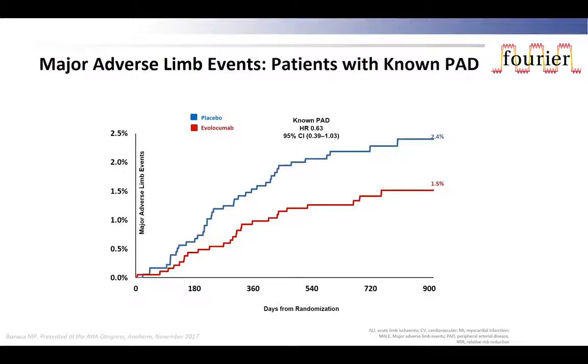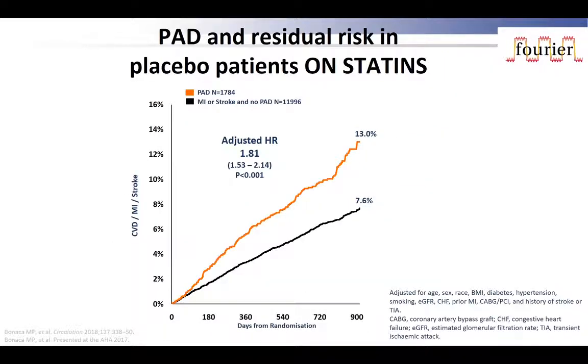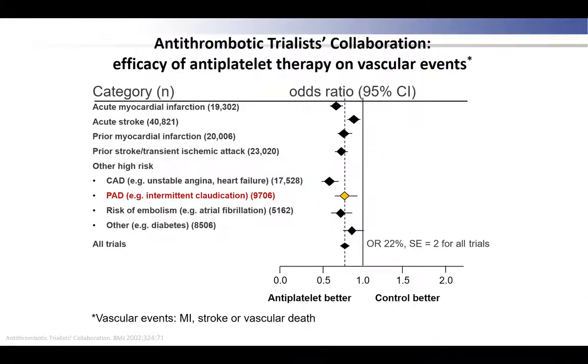Now, having a wee look at the Fourier study in terms of its placebo group, you will remember that all these patients were on fairly intensive statin therapy. And despite this, in PAD, you had a 13% attrition rate in the placebo group, as I say, double what you get with cardiac disease. And even with the PCSK9 inhibitors, you still had 10%. So there's something else, there's still some residual risk.